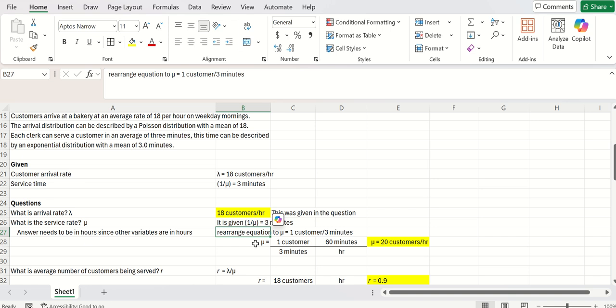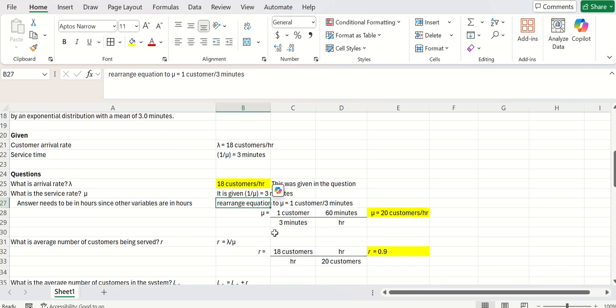Mu, which is the service rate, equals 1 customer every 3 minutes. We need to convert these minutes, though, to hours. So if we put 60 minutes up here and 1 hour down here, there's 60 minutes in an hour. The minutes and the minutes cancel out because we have minutes in the numerator and minutes in the denominator. So 1 times 60, 60 divided by 3 is 20 customers per hour. All right, let's continue on here.